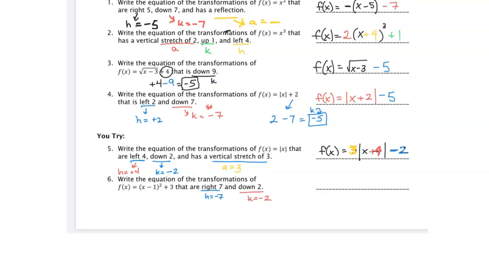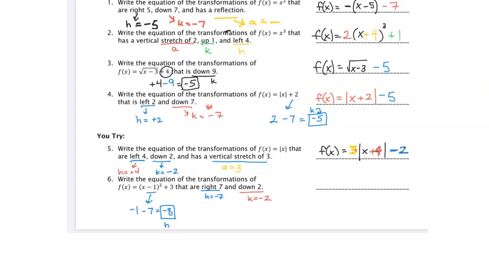All right, with number 6, we have our original equation, and we have transformations right 7 and down 2. So the right 7 will give us an h of a negative 7. The down 2 will give us a k of a negative 2. However, we already had an h and a k in our problem. So in this case, our h was a -1 originally. Since moving right by 7 will cause it to change by a -7, we'll have a -1, subtract 7. This is going to give us a -8. So -8 is our h.